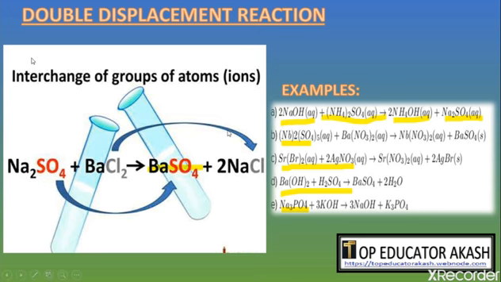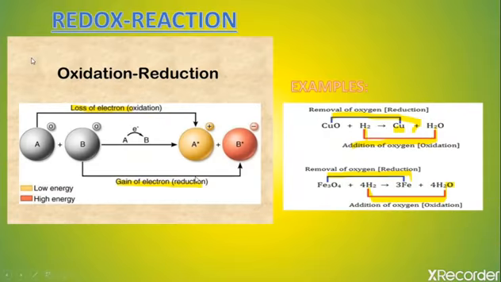You can also study the precipitation reaction, in which an insoluble substance is left behind. Here BaSO4 was the insoluble substance. The next reaction is the redox reaction. In this reaction, oxidation as well as reduction takes place. What happens in an oxidation reaction is that addition of oxygen and removal of hydrogen takes place.